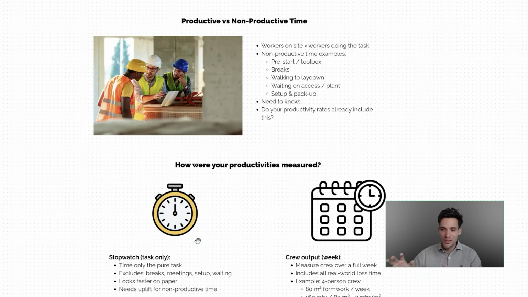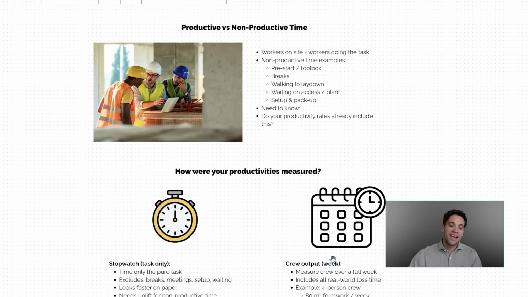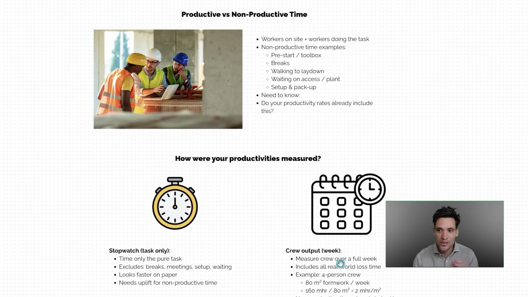So the stopwatch method is if someone's putting up form work, you stand there with a stopwatch and measure how long it takes them to put up a meter squared. If it takes 2 hours, that productivity is 2 man hours per meter squared, but it doesn't include any non-productive time. Now, the other way to measure productivity is you take the output of a crew or an individual per week, divide it by the total number of hours that they've worked per week.